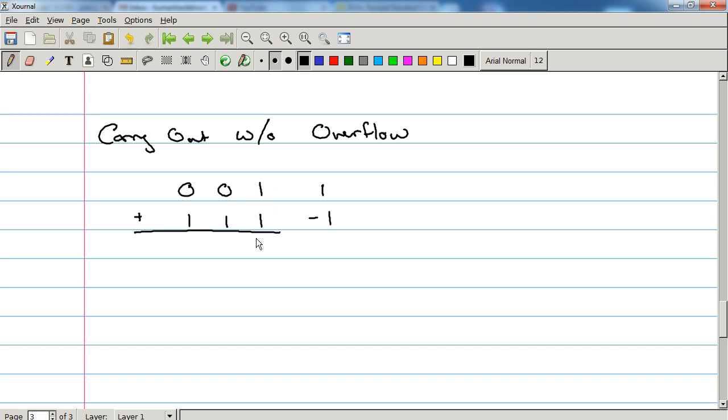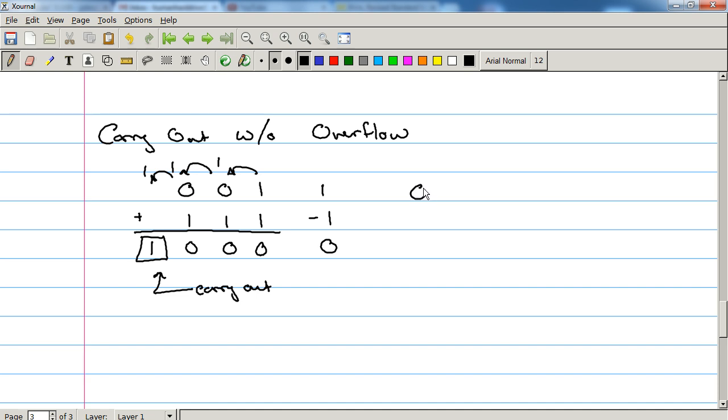So we'll add these. 1 plus 1 is 2, so drop, carry. 1 plus 1 is 2, carry, carry, and then carry one more. And then what we have here is the carry out. Now, this isn't an overflow. What should 1 minus 1 be? It should be 0. And if you look at all these bits, it's 0. The only error here is this carry out. But the thing is, it's not an overflow.